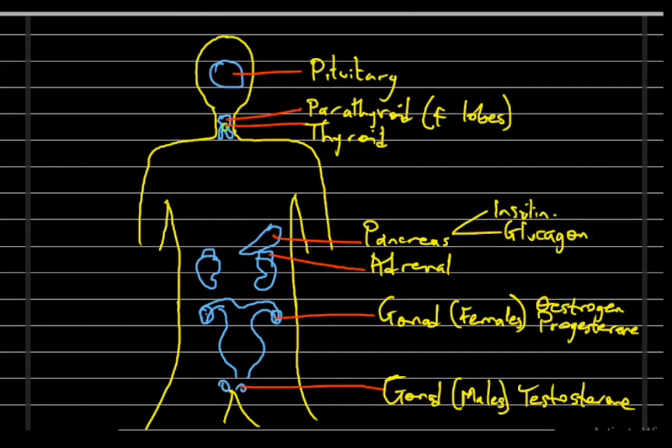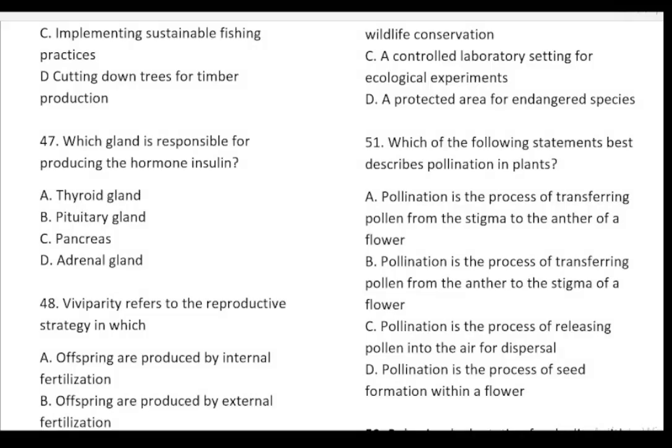Insulin is responsible for carrying out conversions. Excess glucose is converted by insulin to glycogen. And then the second one now, that is the function of the glucagon. Glucagon is now responsible for converting the glycogen back to glucose form so that the body can actually make use of it in fasting state. So these are the hormones that are produced in the pancreas. So that is the answer to question 47. The gland that is responsible for producing the hormone insulin is the pancreas, which is option C.